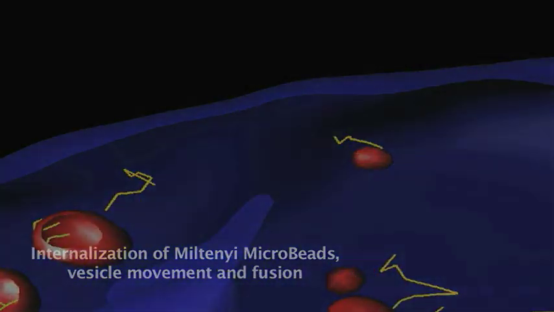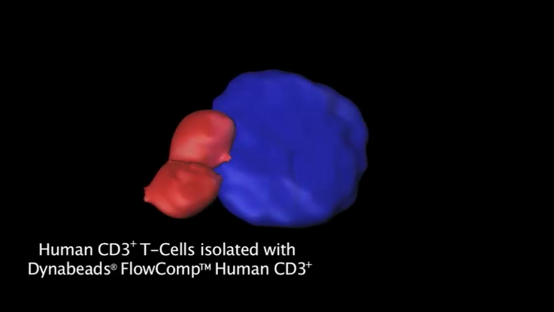The same experiment was repeated using a Dynabead FlowComp CD3 kit. Compared to the Miltenyi microbeads, Dynabeads were not internalized within the cells, probably due to the larger bead size. The zoom image shows the Dynabeads labeled in red.